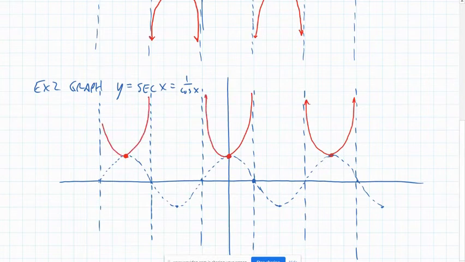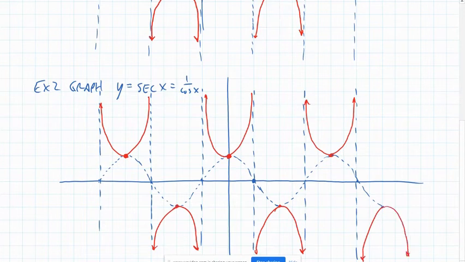And then the same thing happens when cosine is -1. It's going to start down here. If cosine is -1, secant is also -1. And so they share those points in common. And so that red graph is the graph of secant.